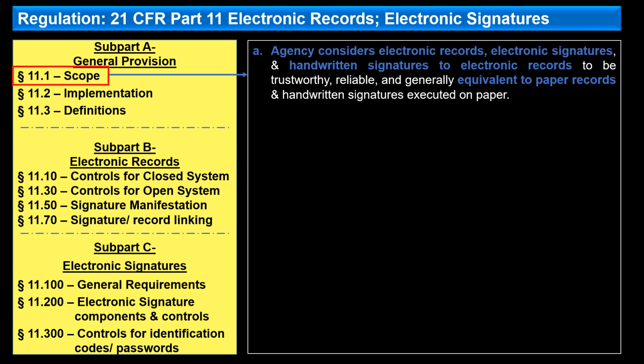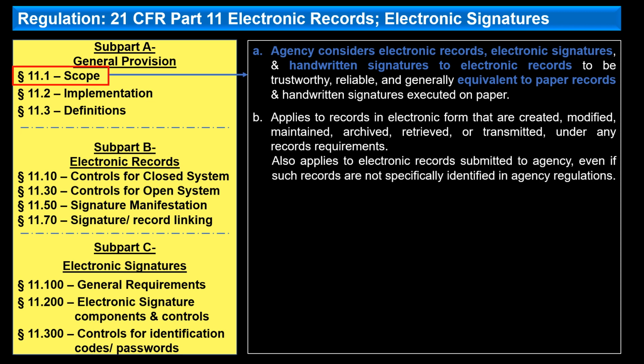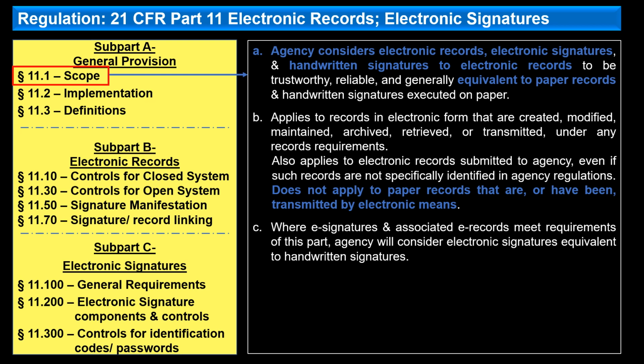The agency considers electronic records, electronic signatures, and handwritten signatures to electronic records to be trustworthy, reliable, and equivalent to handwritten signatures. These requirements apply to records in electronic form that are created, modified, and maintained under any requirements by any computerized system. It also applies to the electronic records submitted to the agency, even if such records are not specifically identified in any industry regulations. It does not apply to paper records that are or have been transmitted by electronic means. If we are transmitting any paper records to the agency by any electronic means, such records do not fall under the category of Part 11.